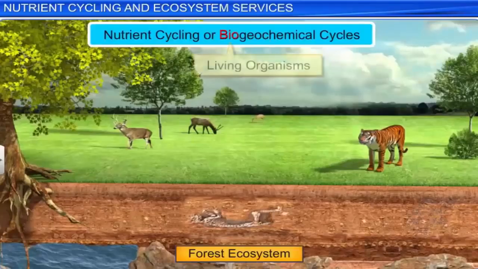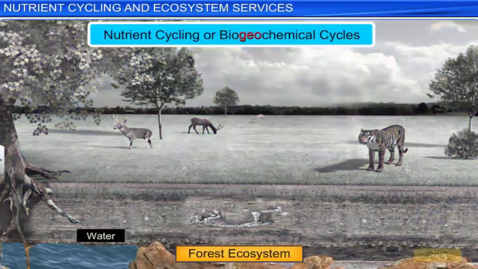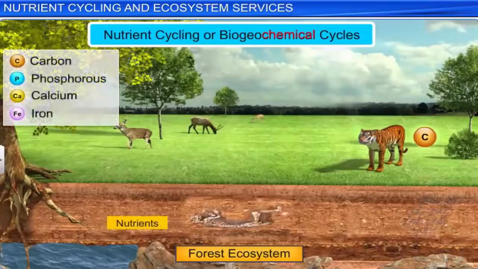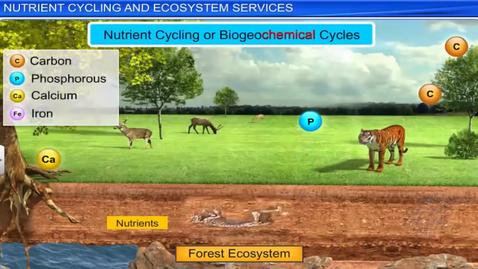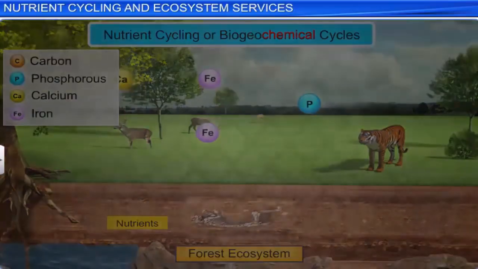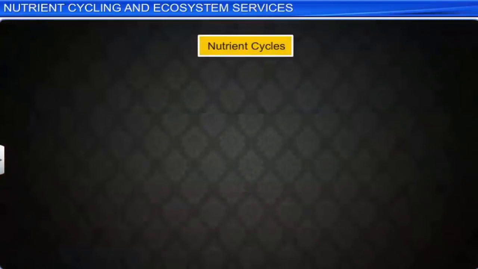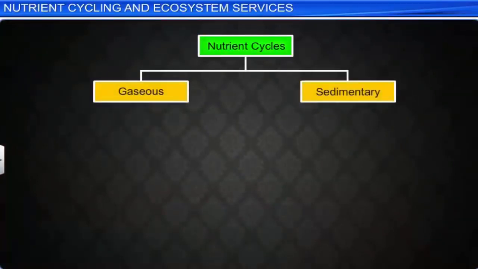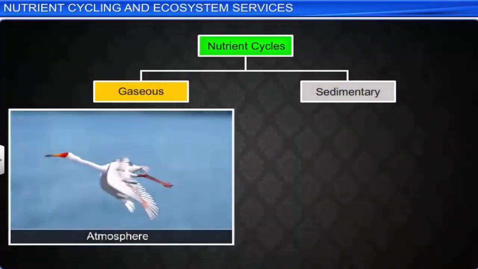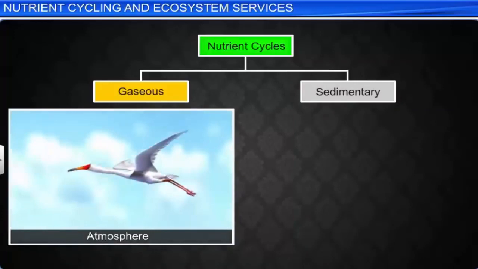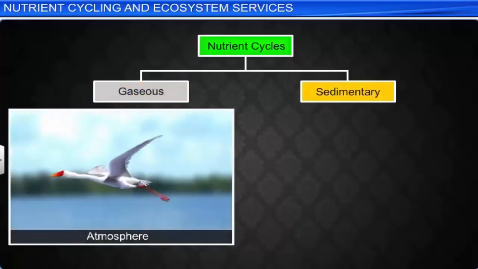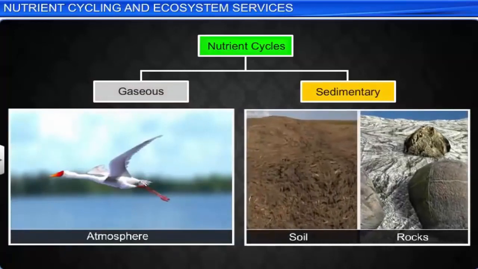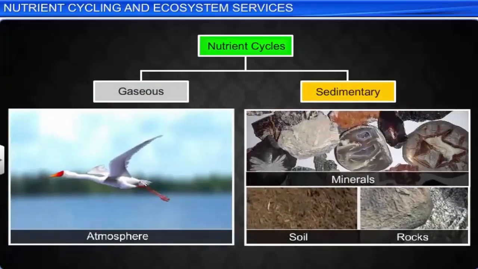Here, bio refers to living organisms and geo refers to water, rocks, air and soil on the earth, and chemical refers to nutrients such as carbon, phosphorus, calcium and iron, to name a few. Now, nutrient cycles are of two types, gaseous and sedimentary. In gaseous cycles, the atmosphere is the main reservoir of nutrients, whereas in sedimentary cycles, soil, rocks and minerals of the Earth's crust are the main reservoir of nutrients.